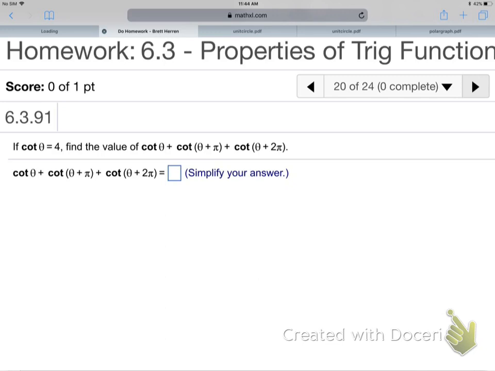All right. So, any guesses as to the answer? 0. All right, let me give you a minute. 4 plus 4 plus 4. 4 plus 4 plus. So it'd just be 16 plus 3 pi? Or 12 plus 3 pi?